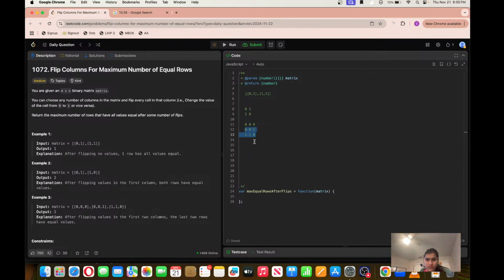If these two rows can sum to 1 1 1, then I think they have the potential to be equal. Those two rows have the potential to be equal if I change any columns. If those two rows did not sum to 1 1 1, suppose this is 0 1 0 and this is 1, okay, then I don't think these two rows have the potential to be equal, because if I flip this to 1, this will be flipped to 0.